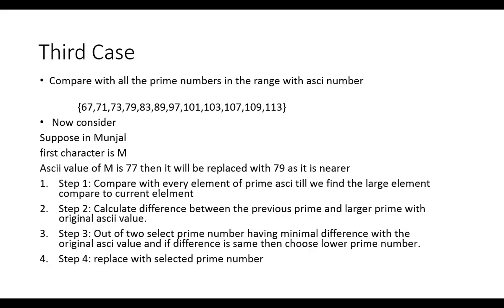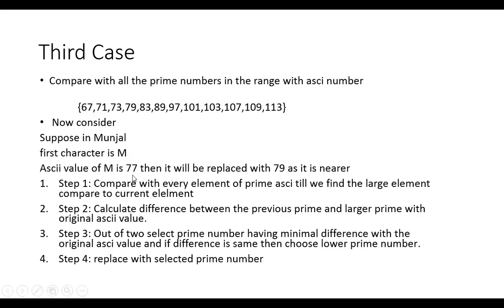Okay. The third case means in between there are some characters. So what we have to do is compare with all the prime numbers in the range with the ASCII number. So we have maintained this array of prime numbers. Now suppose in Munjal, the first character is M. The ASCII value of M is 77. Then it will be replaced with 79 as it is nearer.